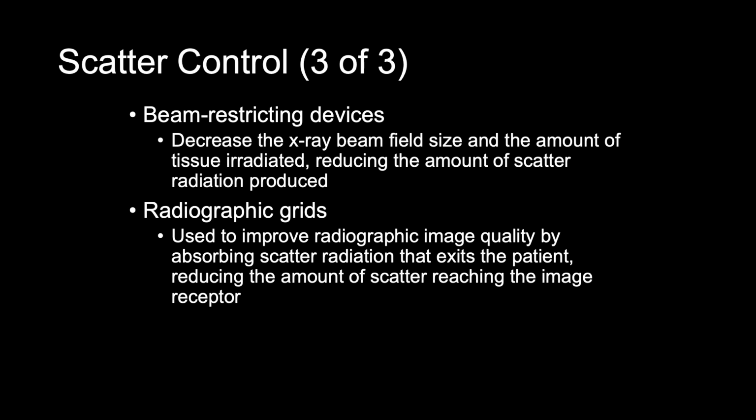The radiographic grids are used to improve radiographic image quality because they absorb the scatter radiation that exits from the patient. And this will reduce the amount of scatter reaching the IR. Grids do nothing to prevent scatter production. They merely reduce the amount of scatter because they absorb the scatter, so they reduce the amount of scatter reaching the IR.